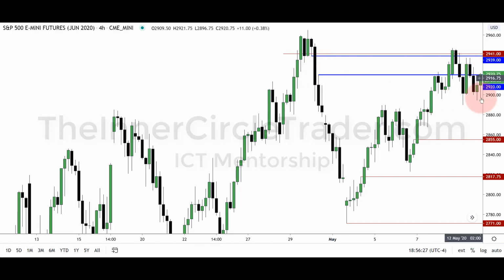Now, if it gets in here and trades back to it again, you always have to be mindful that it may want to come back up and touch consequent encroachment or the top end of the SIBI. Because remember, this candle here is the last up close candle. But is that the order block? No. It's this one. This one's your bearish order block, not this one.